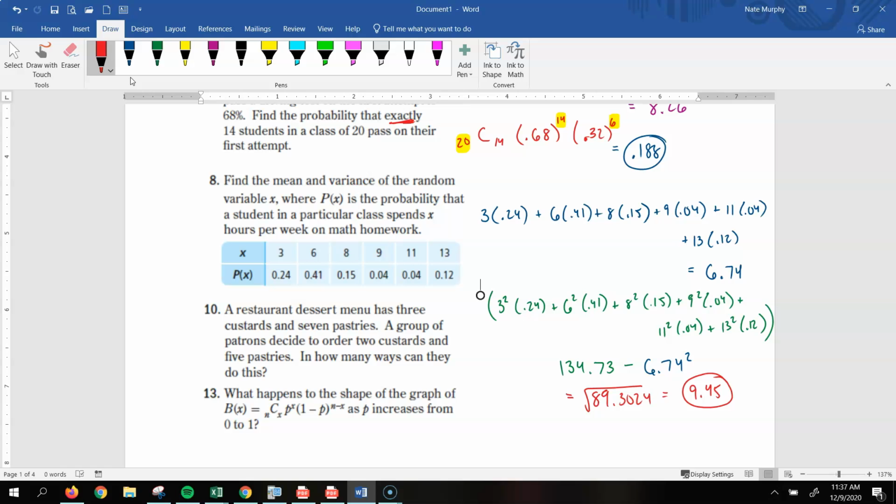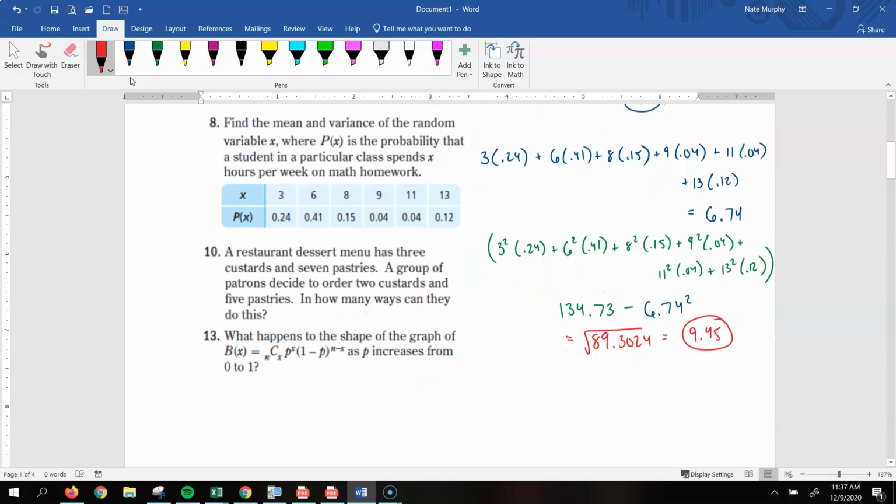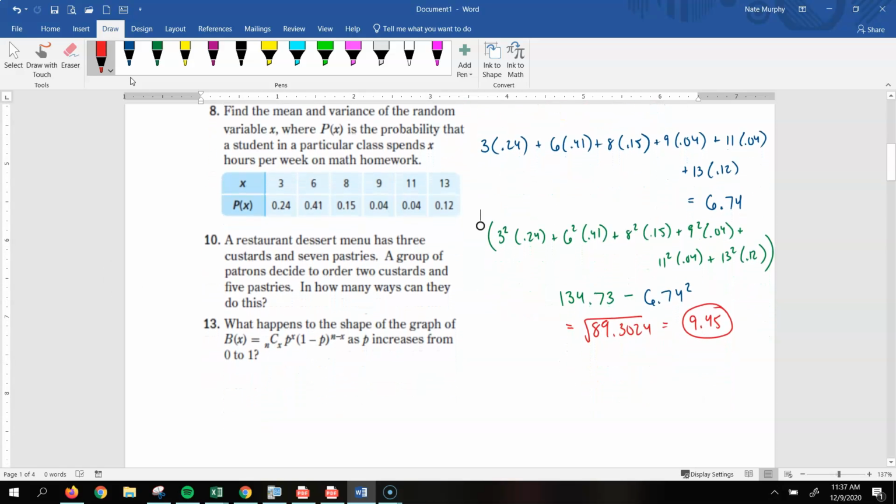All right, let's look at number 10. Number 10, it says, a restaurant dessert menu has 3 custards and 7 pastries. A group of patrons decides to order 2 custards and 5 pastries. In how many ways can they do this? Well, here's how you're going to set this up. So first off, we're going to look at the totals. So there's 3 custards and 7 pastries.